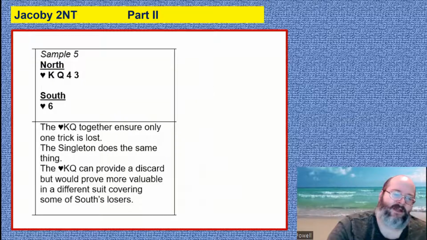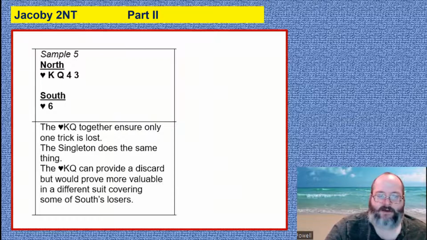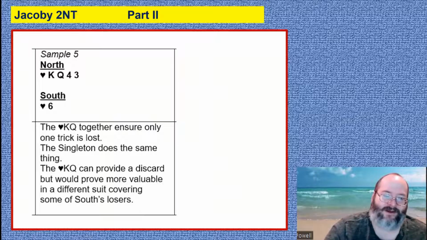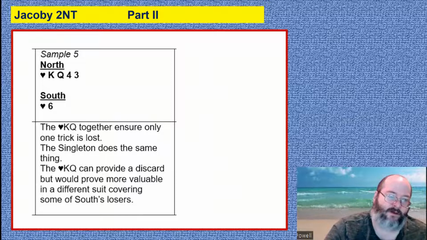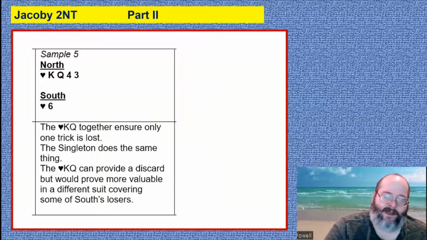All right, same thing here. King queen in the short opposite shortness, not good, right? The king and the queen provide the same service. They mean that we will not lose more than 1 heart, right? The singleton already provides that for us. We're only going to lose 1 heart because of the singleton. The king and the queen, yeah, we might be able to get 1 discard from it, possibly, slowly, right? We still have to lose a trick before we can get it. And that king queen are not in other places doing me some good, right?